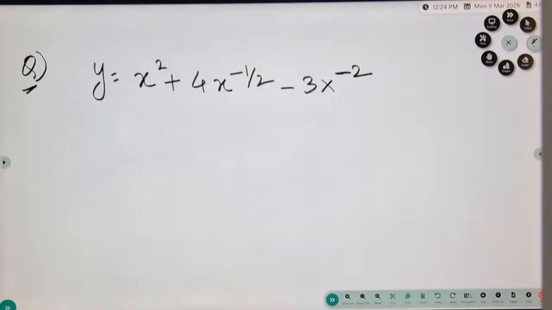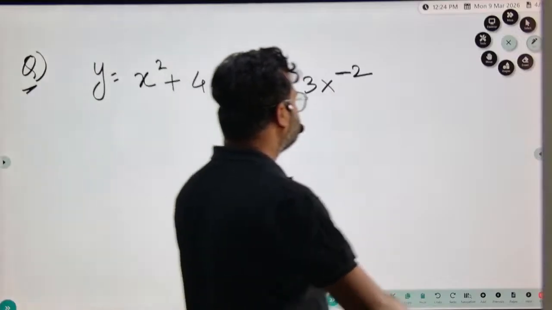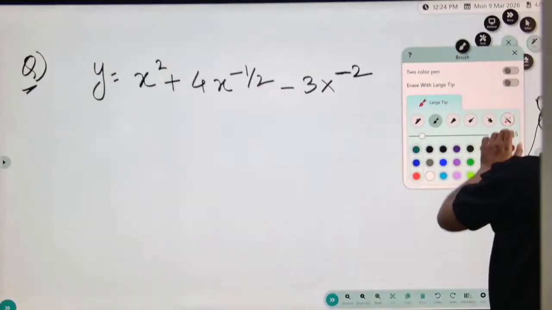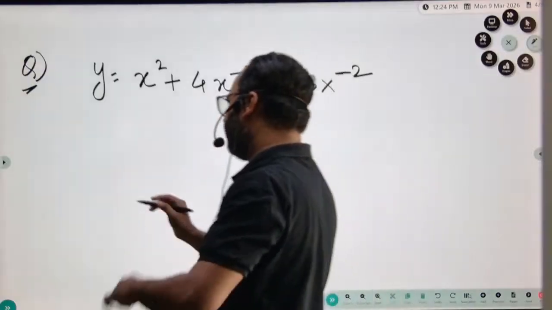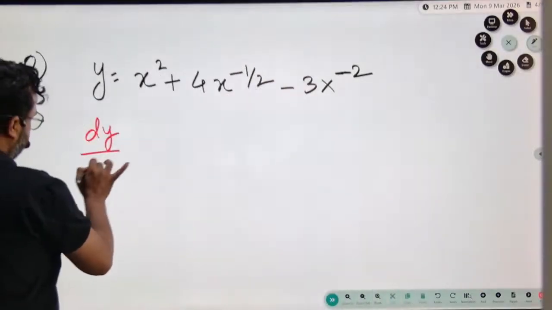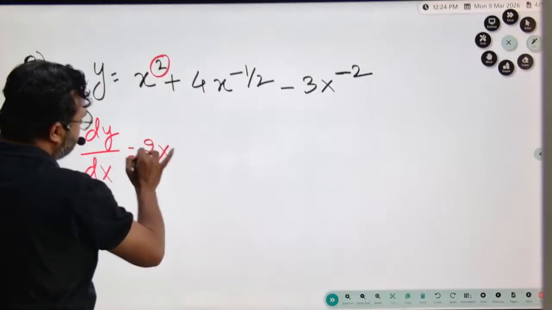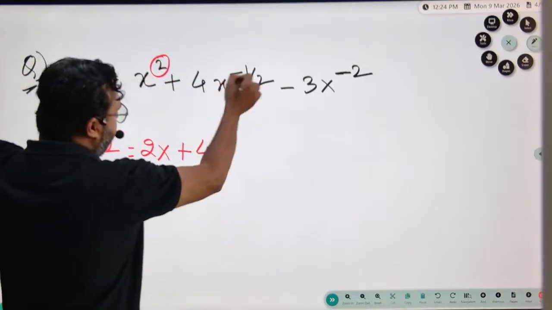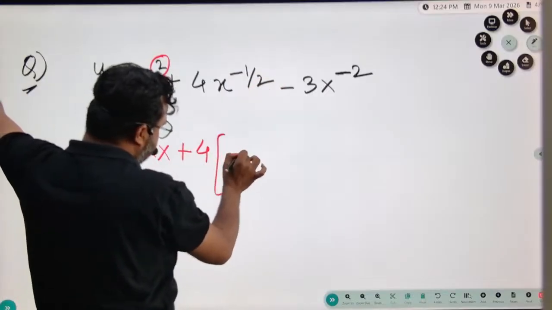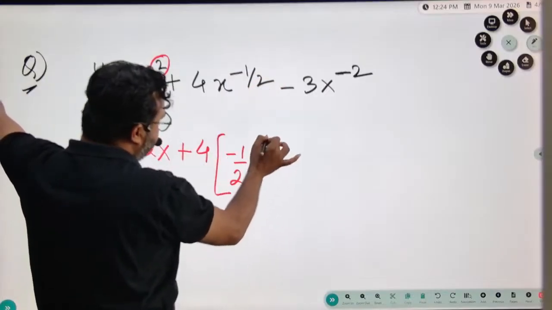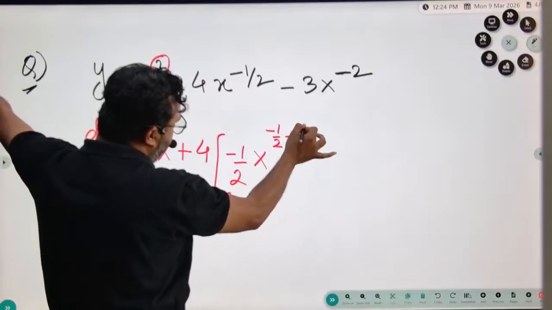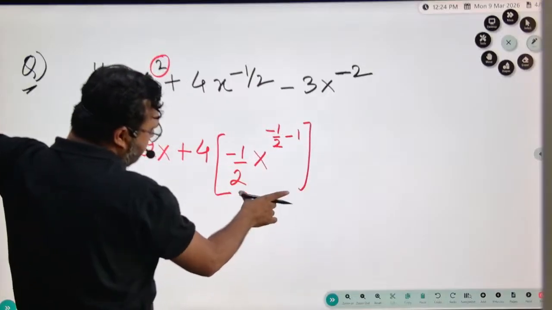Tell me your answer, please. 2x minus 1 by 2, 4x to the power of half plus 6x minus 1. Okay, please check your answer. So dy by dx is equal to x square, which can be written as 2x, plus 4 as it is, x raised to the power minus half, that is minus 1 by 2, x raised to the power minus half minus 1. Do you agree? Okay.